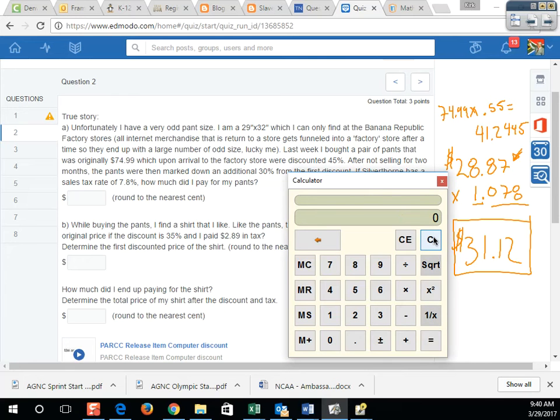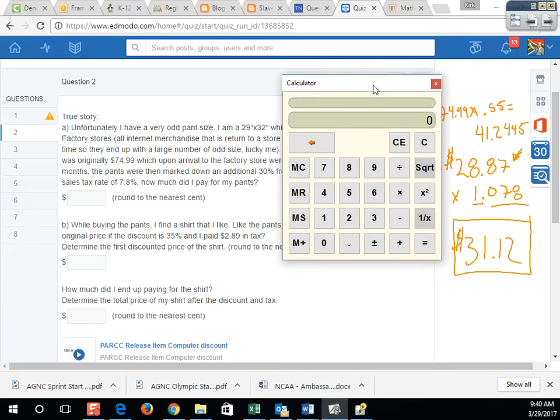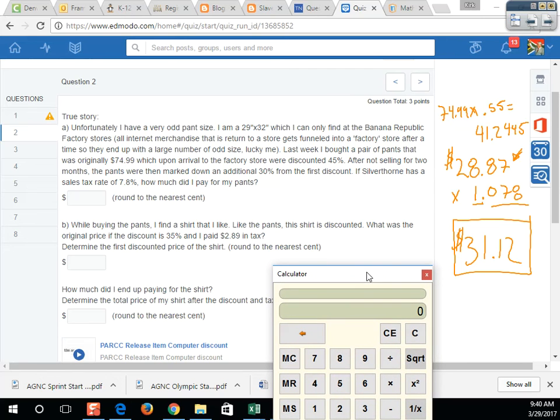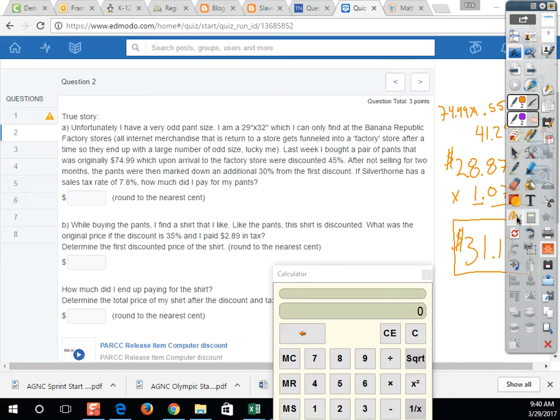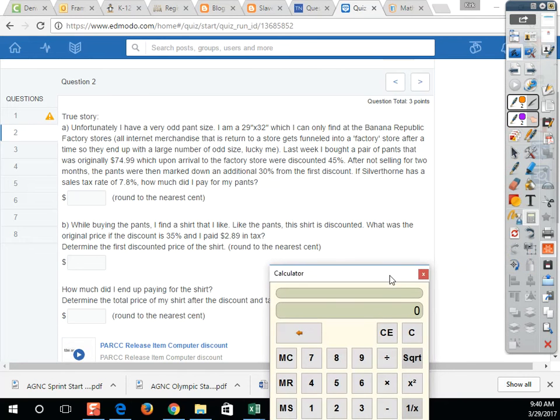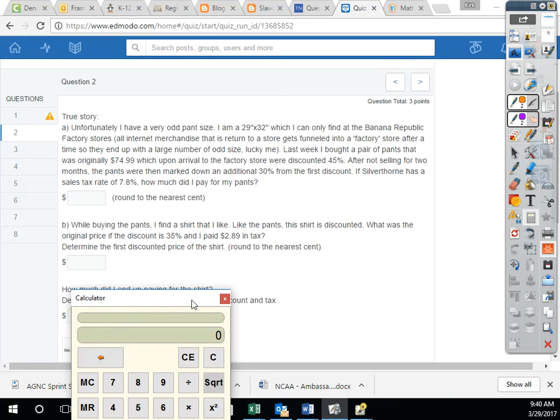Okay. So then the next question: while buying the pants, I find a shirt that I like. The shirt is discounted. What is the original price if the discounted price is 35% off? And I paid $2.89 in tax. Alright, so here is the plan. And the way I like to do this is with equations. Shocking, I know.